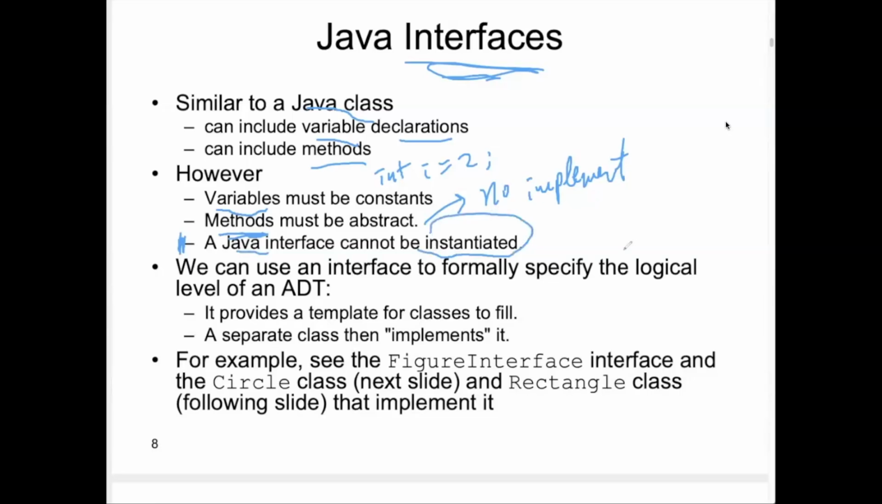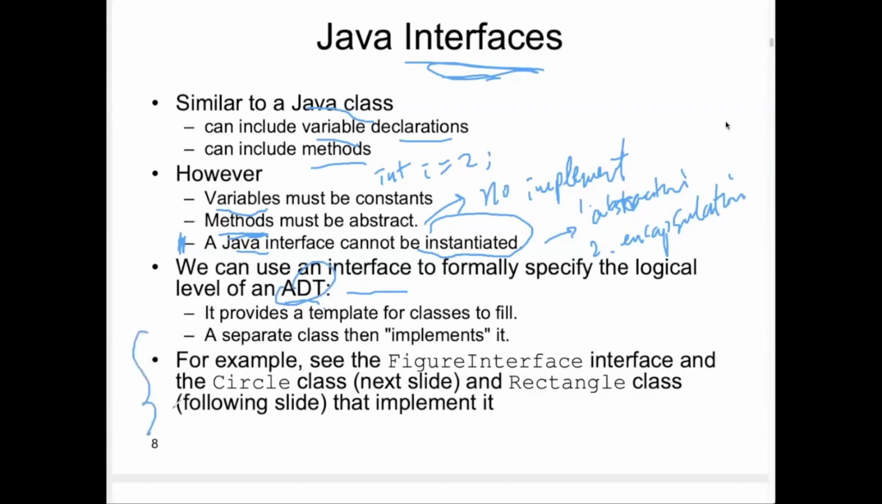This is all good because you want this interface to do two things: provide the necessary abstraction and encapsulation. So we can use an interface to specify the logical level of an ADT, and this is perfect because that's exactly what an ADT is. You can have a concrete class implement the ADT, and that concrete class would hold your implementation details and whichever data structure you want to use.